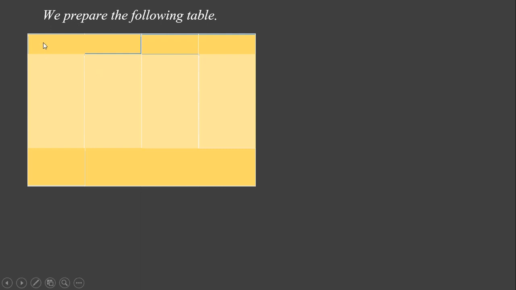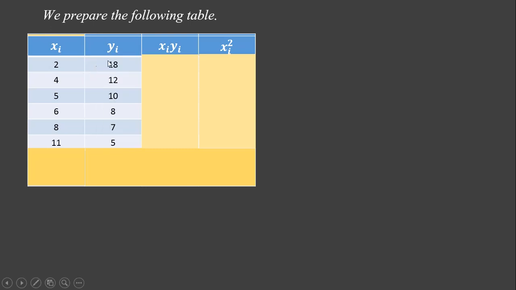We prepare the following table. Here first column is xi, second column is yi, third column is xi yi, last column is xi square. Now the values of xi which are given, we write these values here: 2, 4, 5, 6, 8, 11. Values of yi which are given: 18, 12, 10, 8, 7, 5.